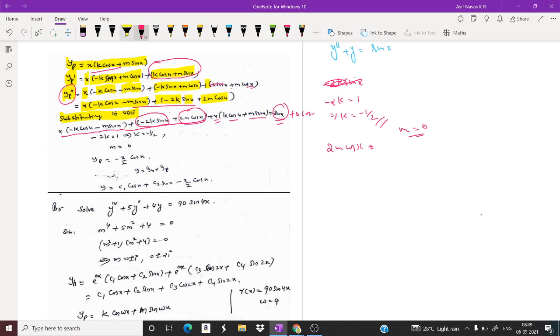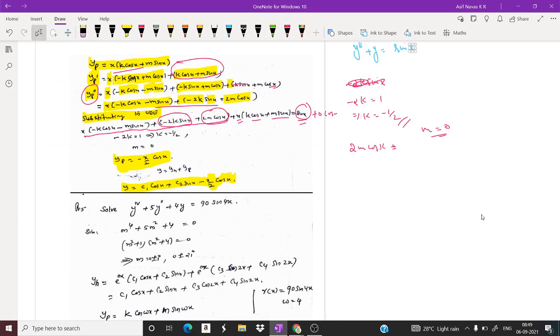So what we will get? We will get yp is equal to minus x by 2 cos x. Therefore y is equal to c1 cos x plus c2 sin x minus x by 2 cos x. Okay. Anybody have any doubt? So I will give a similar problem. You just try to do this problem.